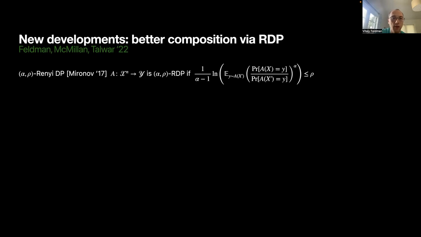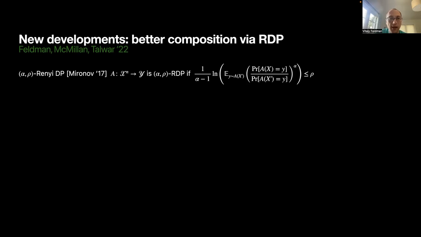So maybe the most commonly used one, and the one which typically gives the best results for composition, is the so-called Renyi differential privacy, which is parameterized by a parameter alpha. Instead of the epsilon-delta way to measure the divergence between distributions, it measures the divergence using the Renyi divergence of order alpha, and here is the definition. It's just 1 over alpha minus 1 times the natural logarithm of the expectation of the ratio of densities to the power alpha. And we say it's (alpha, rho) Renyi differentially private if the divergence is at most rho.